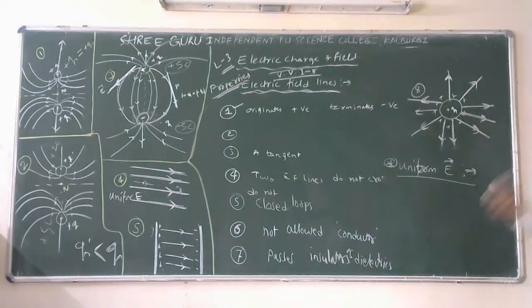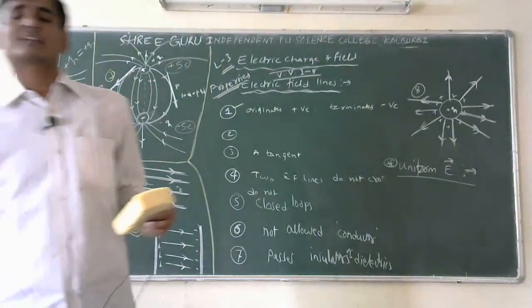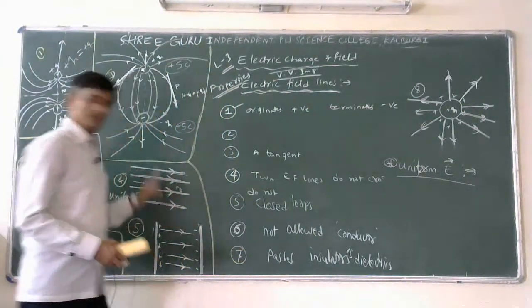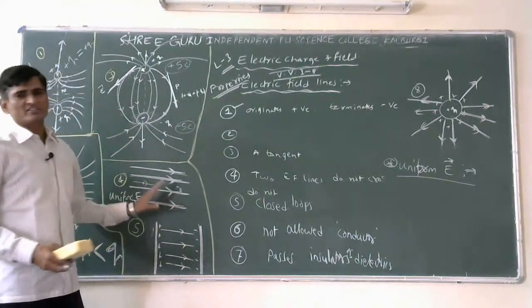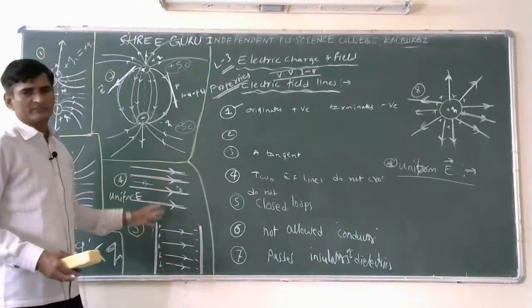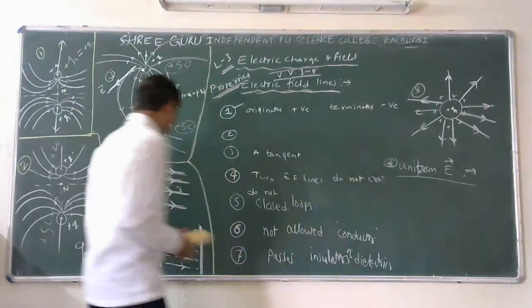An electric field intensity is said to be uniform if the magnitude and the direction of the electric field intensity is the same everywhere. Understood? Direction and magnitude both are the same at different points. Then that electric field intensity is called uniform electric field intensity.